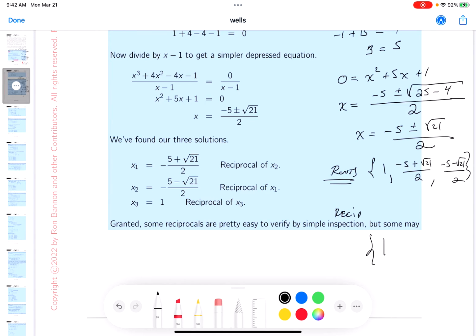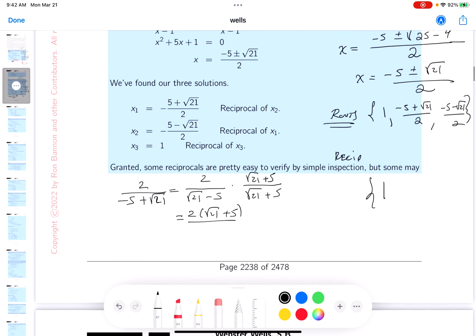Now, the reciprocal of the next one, I'll write this down for you. It's actually 2 over -5 plus root 21. I'm going to write that a little bit differently. I'm going to write it as 2 over root 21 minus 5. I'm going to try to rationalize it by multiplying top and bottom by root 21 plus 5. What do you get on top? Let's see, you get 2 times root 21 plus 5. And on bottom, what do you get? You would get 21 minus 25.